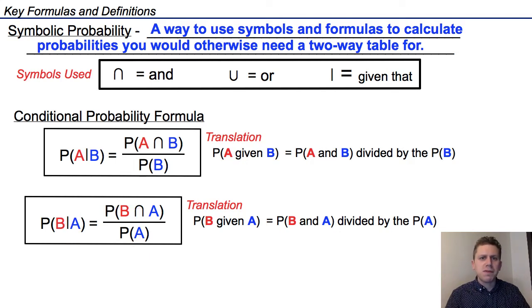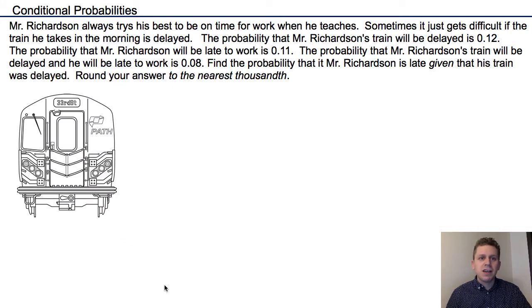Let's jump right into an example to kind of give this some meaning and some context. First example says this: Mr. Richardson always tries his best to be on time for work when he teaches. Sometimes it just gets difficult if the train he takes in the morning is delayed. The probability that Mr. Richardson's train will be delayed is 0.12 or 12%. The probability that Mr. Richardson will be late to work is 0.11 or 11%. And the probability that Mr. Richardson's train will be delayed and he will be late to work is 0.08 or 8%.